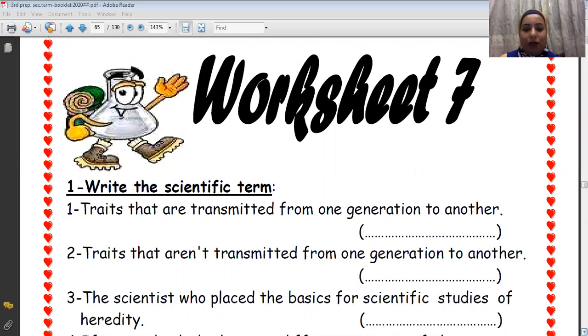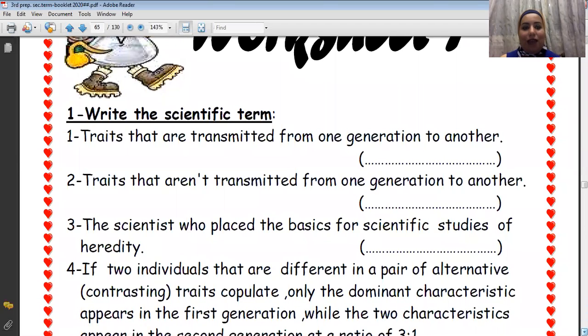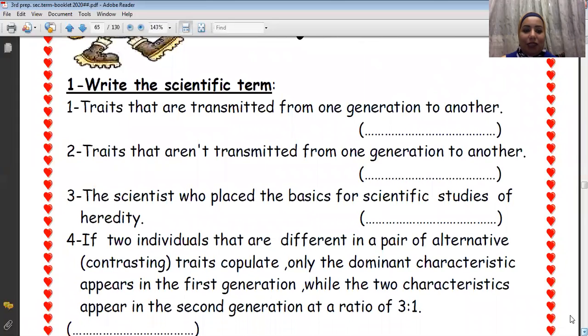Let's answer this page. The first question, write the scientific term. Traits that are transmitted from one generation to another are called hereditary traits. Number two, the traits that are not transmitted from one generation to another are called acquired traits. Number three, the scientist who placed the basis of scientific studies of heredity, the founder of heredity, is called Mendel.